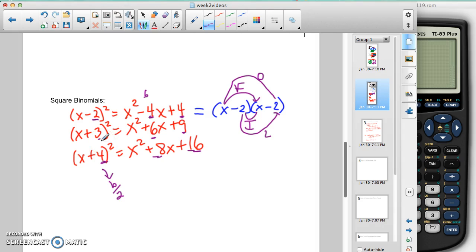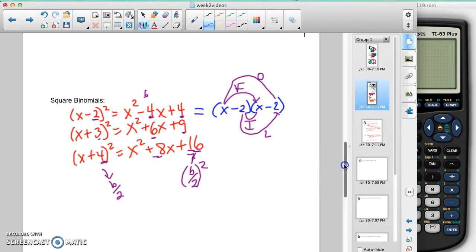Now if we look at the relationship between b over 2 and the last number, it looks like if you take this value and you square it, so if I take -2 times -2, I get 4. If I take 3 times 3, I get 9. If I take 4 times 4, I get 16. So I think this value right here is going to give you b over 2 squared. And then we're going to use that fact in our process of completing the square, making a binomial a perfect square binomial. So that's what we're going to do next.